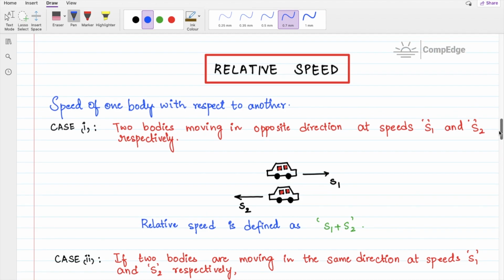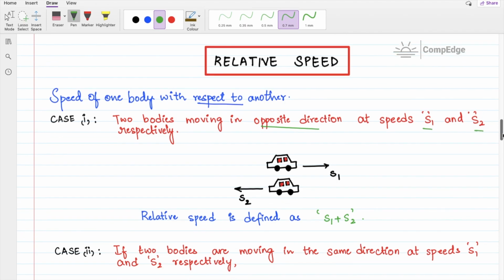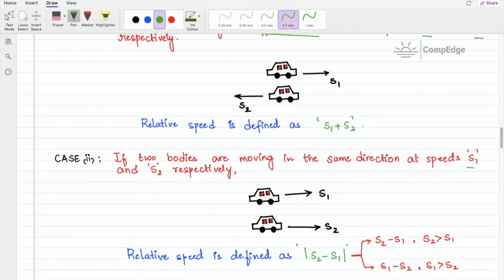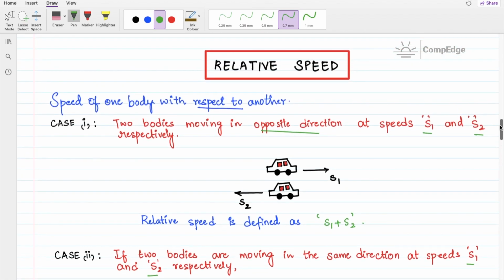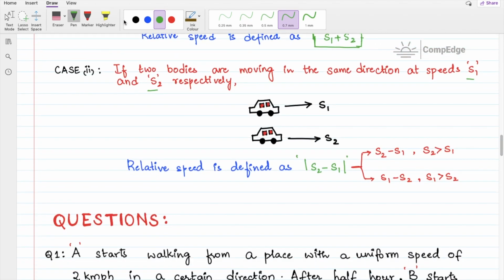Relative speed, as the name itself says, is the speed of one body with respect to another. There are two cases in relative speed: two bodies moving in opposite directions with speeds s1 and s2, and two bodies moving in the same direction with speeds s1 and s2. Suppose two bodies are moving in opposite directions with speeds s1 and s2. The relative speed of one object with respect to the other will be s1 plus s2. So the speeds get added up when the objects are moving in opposite directions. In the second case, when the objects are moving in the same direction, the speeds get subtracted.